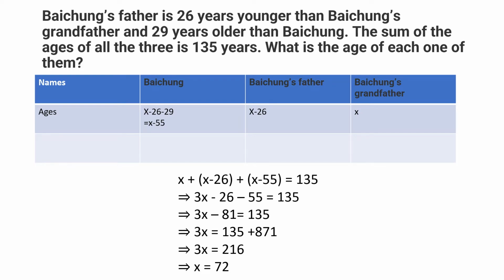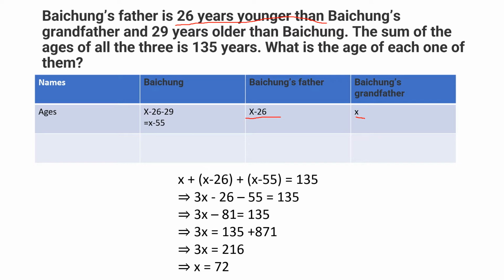I have taken, let Bai Chung's grandfather be of age x years. That means they are saying that the father is 26 years younger than the grandfather. So that means the grandfather and the father have a difference of 26 years.